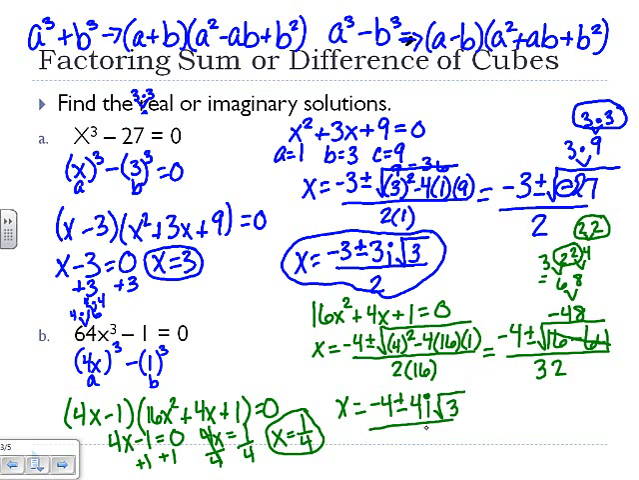All over 32. Now if we look, 4, 4, and 32 have 4 in common that we can divide out. So if we continue to simplify, we get -1 plus or minus i root 3 over 8. That's dividing a 4 out of all 3 of these terms. 4 divided by 4 makes a -1. 4i divided by 4 makes the i. And then 32 divided by 4 makes the 8.